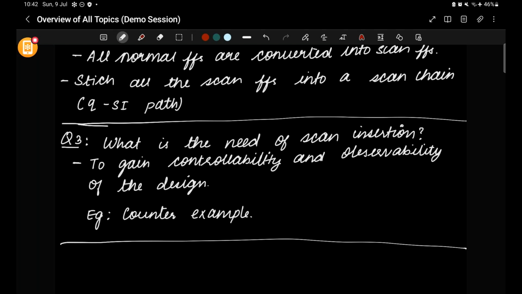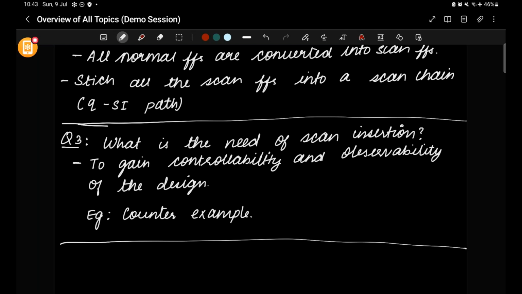Then the various scan DRCs. So clock controllability DRC, set reset controllability DRC, bus contention, then combinational feedback loop, then potential race condition. And X-source DRC. All these things are some of the DRCs.